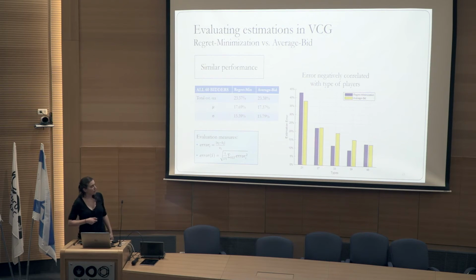And the yellow columns show the error using the average bid, and we see the same pattern of error here for both methods. The error was negatively correlated with the type. And we found this comparison to be quite good, because the average bid is supposed to be a very strong prediction for the VCG, and we see here that the regret minimization, which makes weaker assumptions and is general for different auction rules, managed to give similar performance.